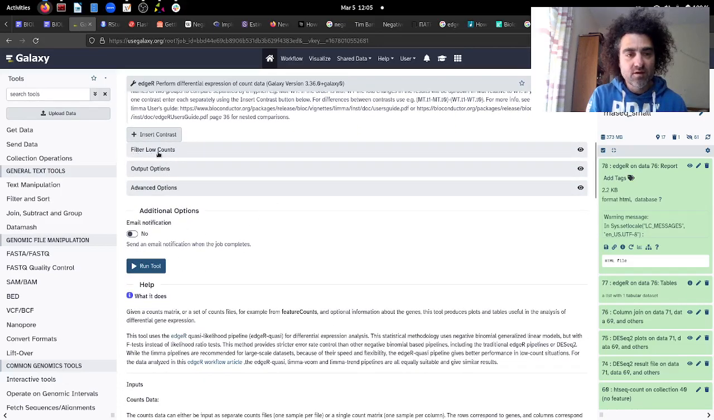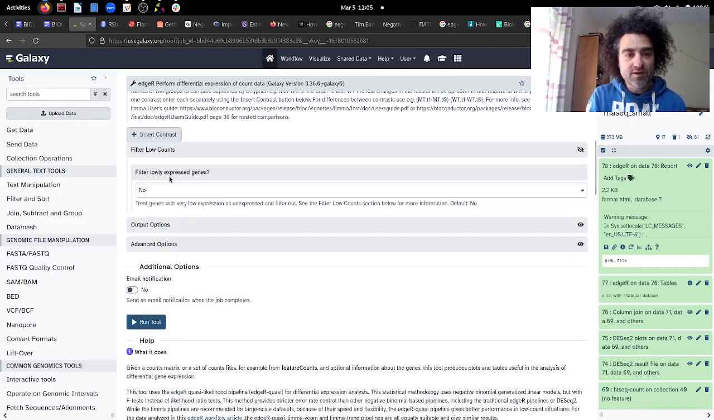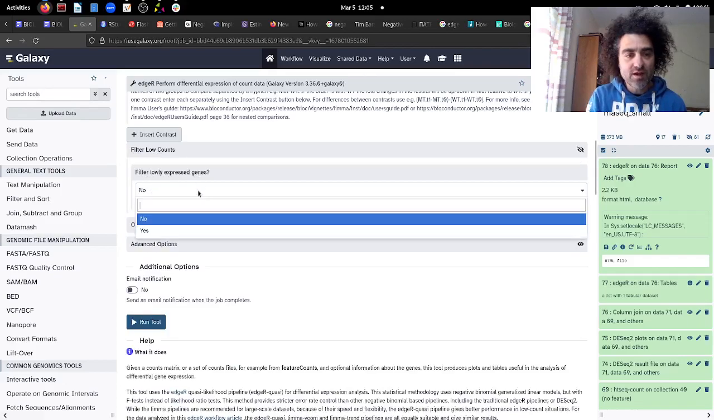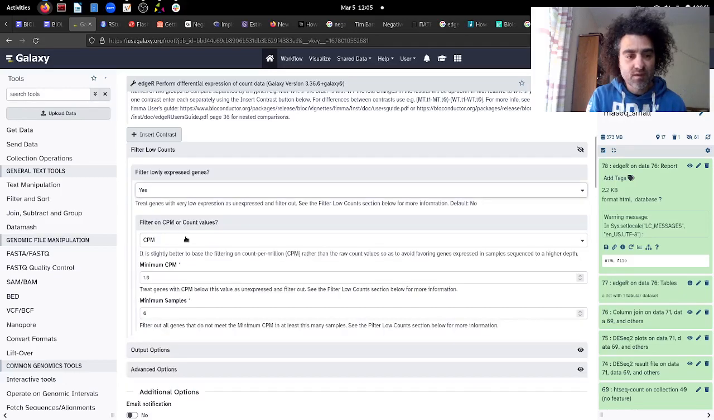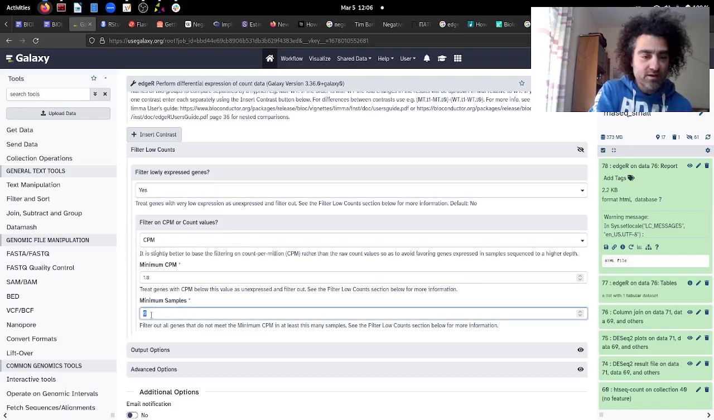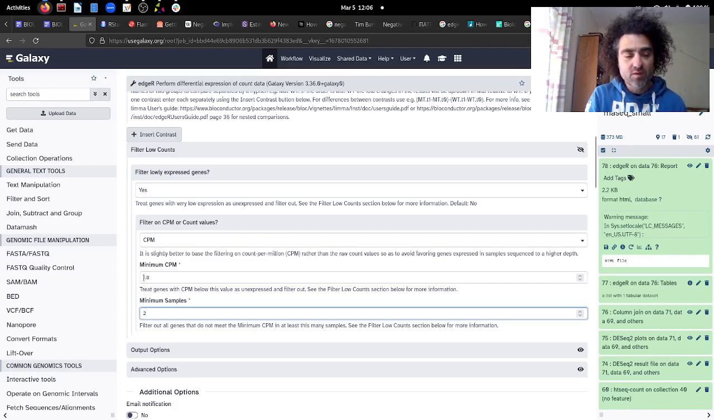I can also put some filtering if I want. Filter low expressed genes: usually I must put a yes here, and it has some additional values. Minimum CPM. CPM means counts per million, and this means that if 2 samples have lower than 1 CPM, so I have 6 samples, if 2 samples out of the 6.